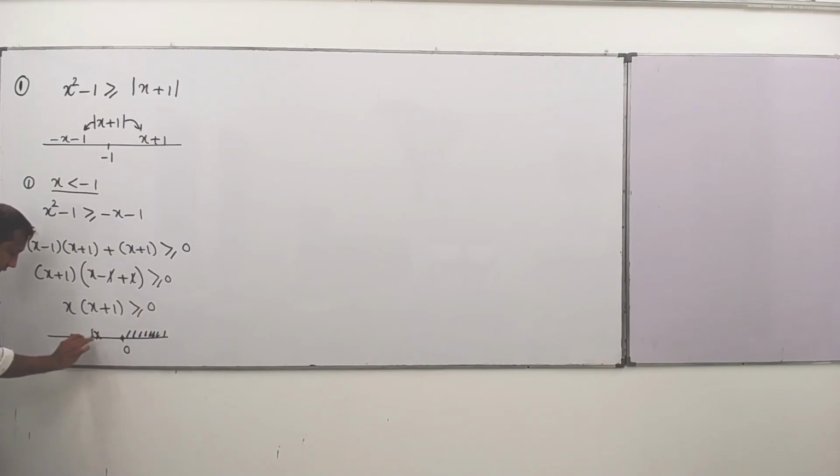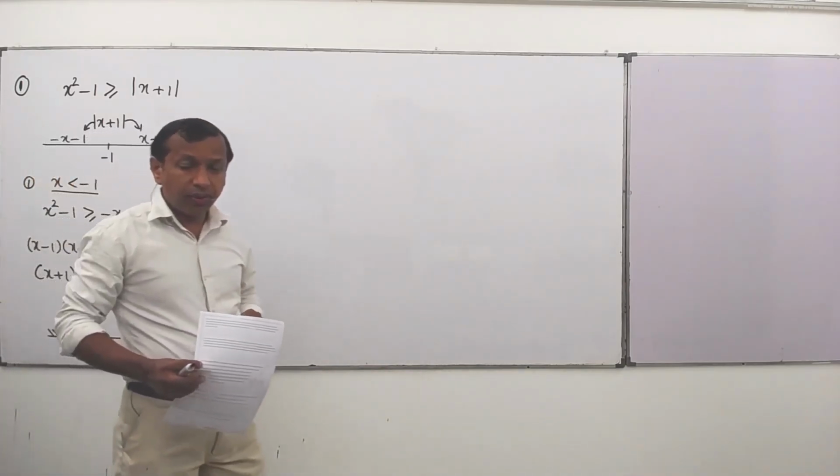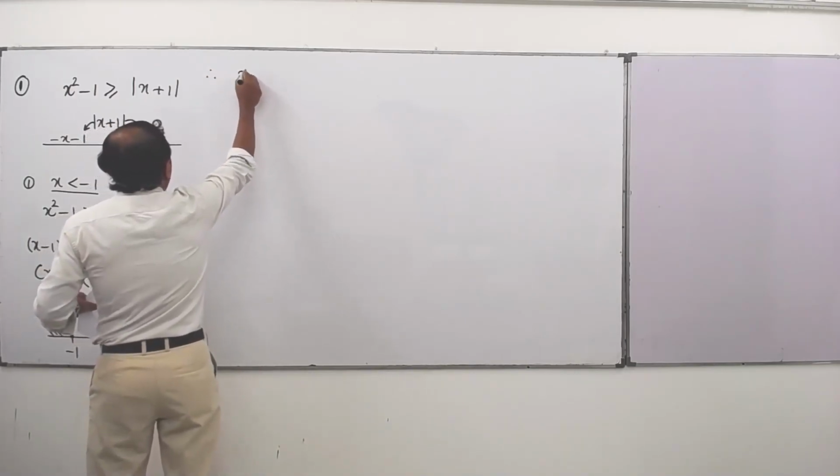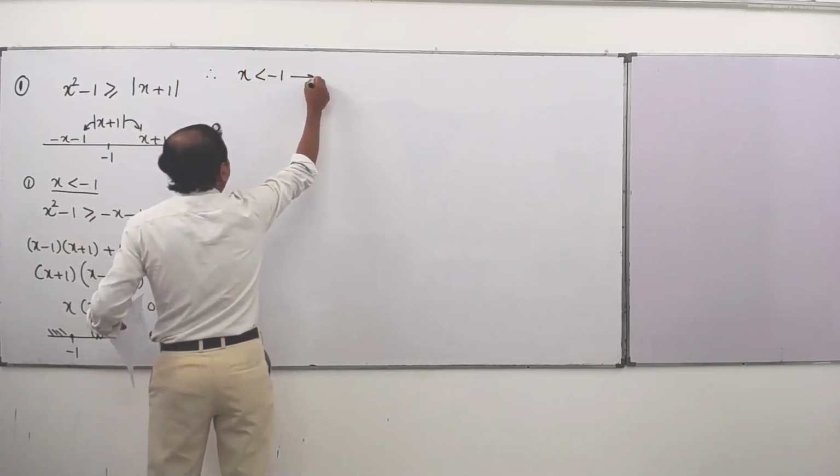Then you know the middle interval won't come. This interval we get. Then we get x less than or equal to minus 1. But really we consider the interval x less than minus 1. So then this says x is only less than minus 1, not equal to minus 1. Then for this and this, the common region is x less than minus 1, right? So therefore, x less than minus 1 is the first answer.